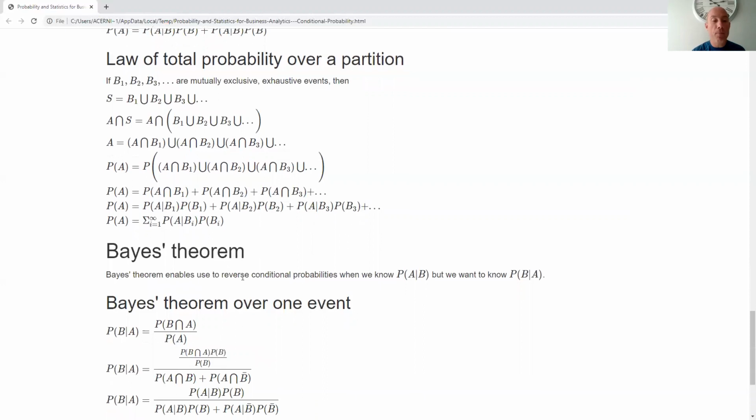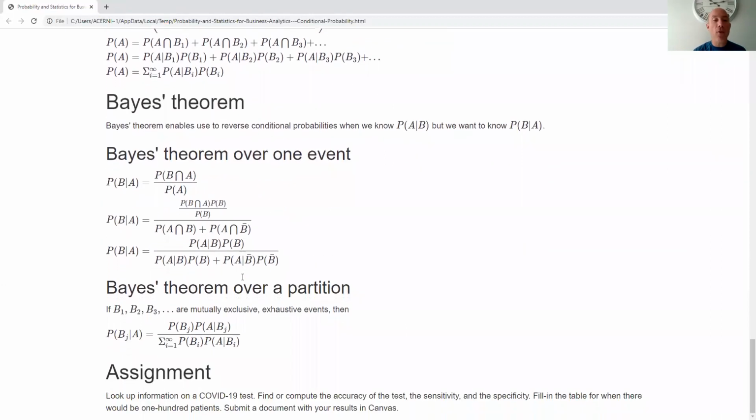Now, Bayes' theorem enables us to reverse conditional probabilities. If I'm in a situation where I know A given B, but I need B given A, I switch it. I know A given B, but I want B given A, so I use Bayes' theorem. Anytime it's like, man, I wish I had it the other way around, think Bayes' theorem.